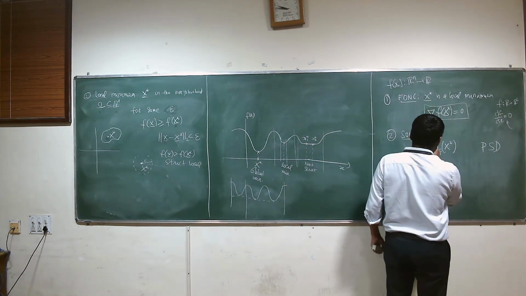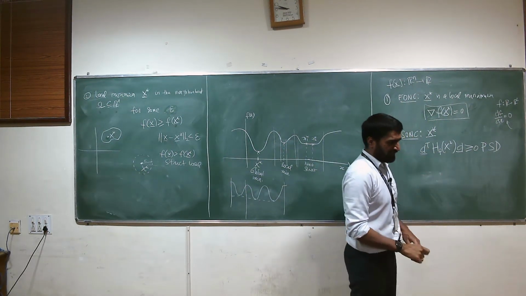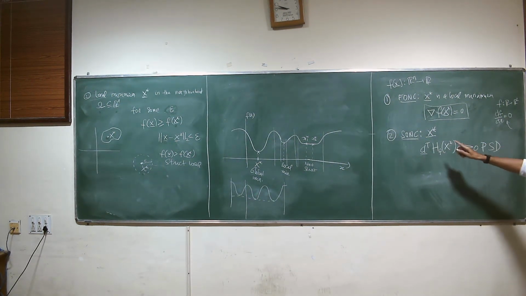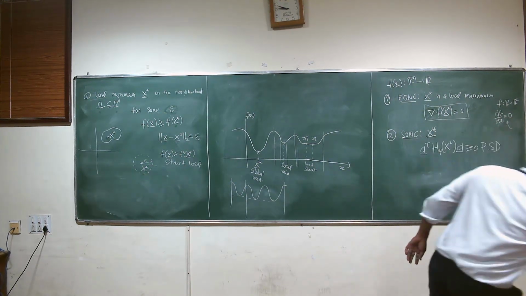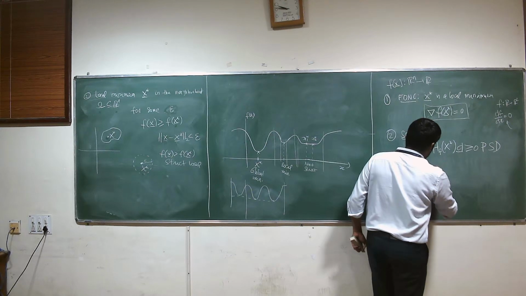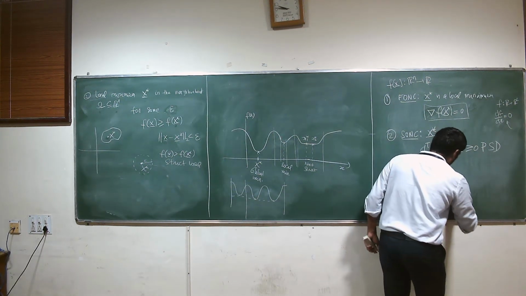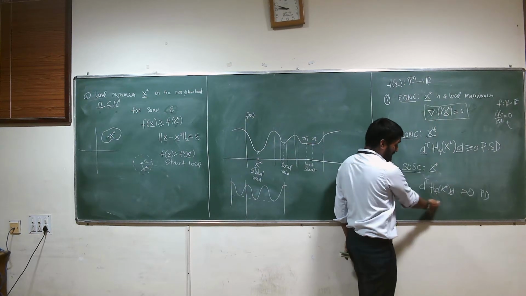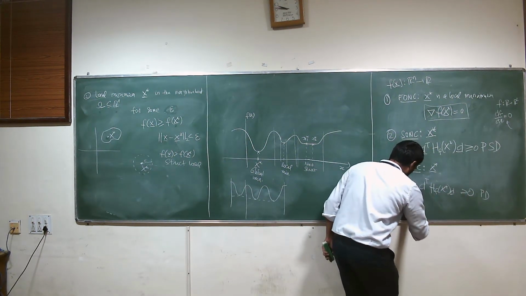Then, if you take any vector D, this is always greater than or equal to zero, provided D is not zero. So if this is satisfied, then that is a local minimum. But if your Hessian is positive definite, then that's sufficient. As long as you know that this is zero and your Hessian is positive definite, then that point will be a local minimum. So x star will be a local minimum.